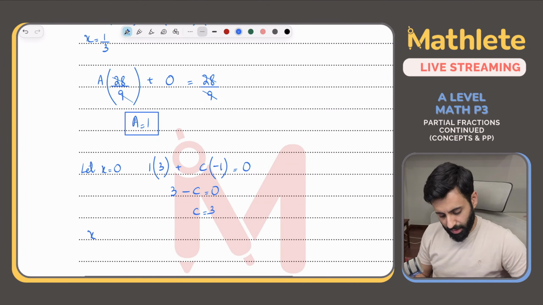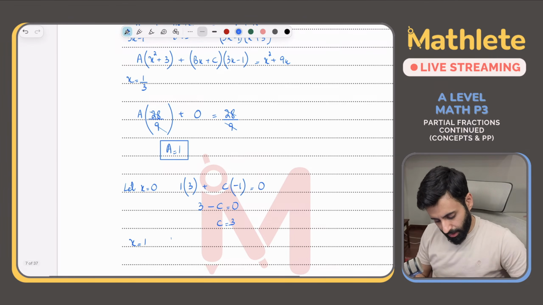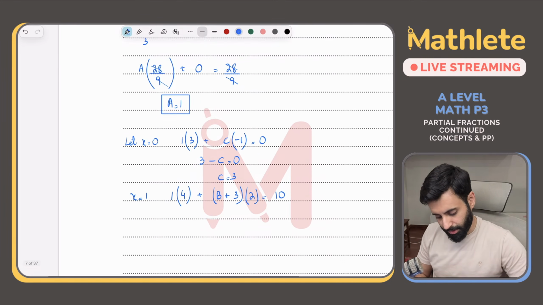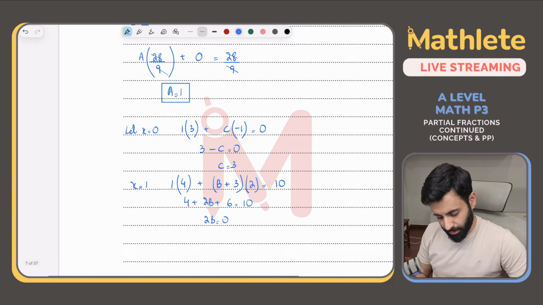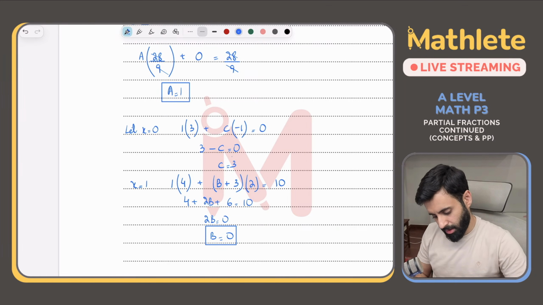Now let's substitute any other random value. So let's go with 1. So that means a, which is 1, multiplied by 1 square plus 3, so that's equal to 4, plus b times 1, which is b, c is 3, so that's going to be b plus 3, into 3 times 1 is 3, 3 minus 1 is equal to 2, and this is equal to 1 plus 9, which is equal to 10. So that means 4 plus 2b plus 6 is equal to 10. So 2b equals 0, which means b is equal to 0. ठीक है, तो b की भी value आ गई, b is 0. We have the value of a, b, and c.